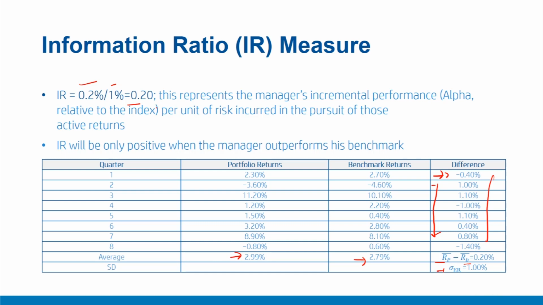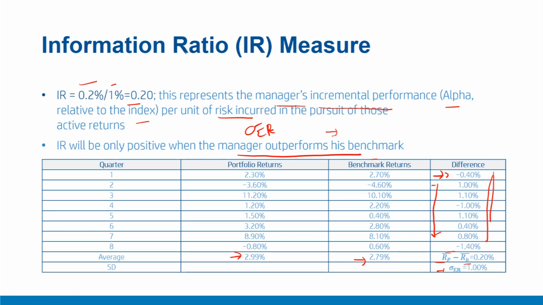This information ratio represents the manager's incremental performance, sort of alpha, relative to a given index, the benchmark returns, per unit of the risk, or sigma ER, incurred in pursuit of these returns. Now this IR will be positive when the manager outperforms the benchmark, this RP bar minus RB bar. So when he outperforms the benchmark, this IR will be positive, and it is adjusted by those sigma ER, the non-systematic or additional risk, which is the standard deviation of excess returns here.